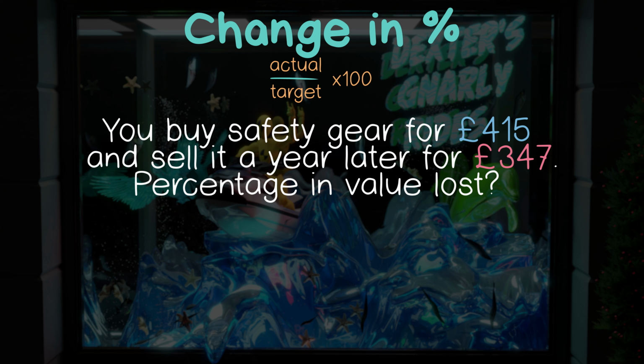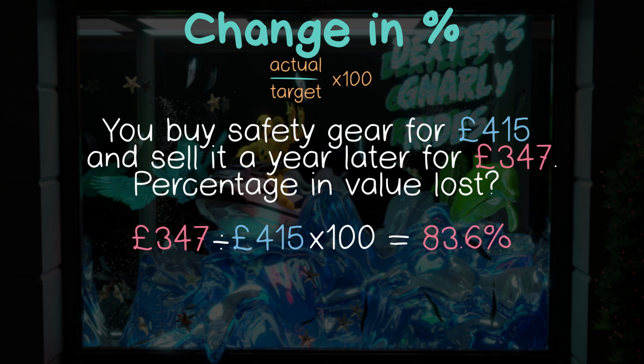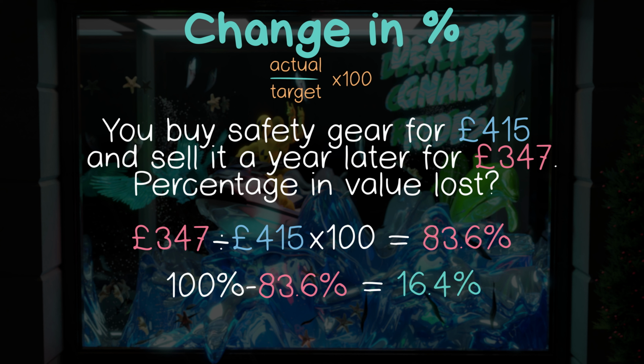So we can use the same formula that we've just been using, as we are still finding what one number is as a percentage of another. We just then also need to state what the change was. 347, the value that we have, divided by 415, our original value, multiplied by 100 is 83.6. However, we were asked for what was the change in percentage. 100% down to 83.6% is a loss in value of 16.4%, because 100 minus 83.6 is 16.4.